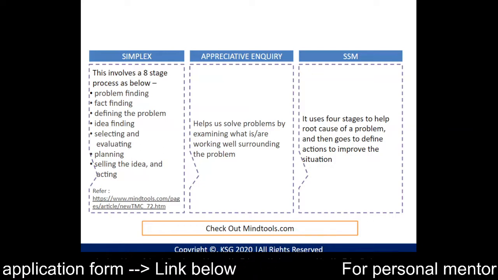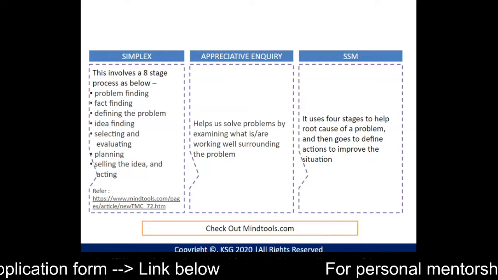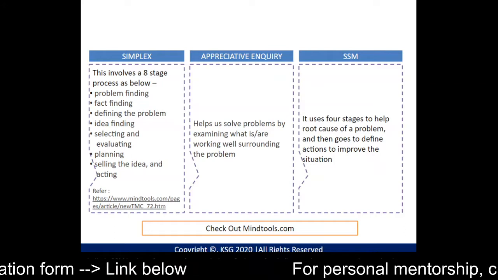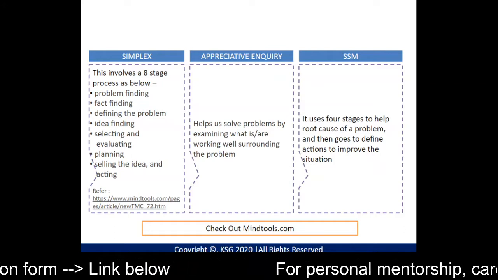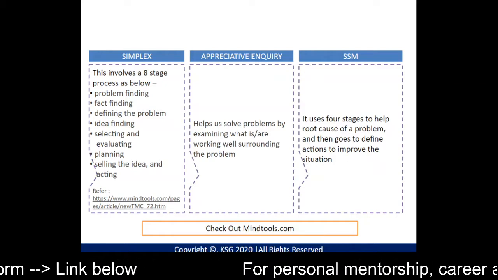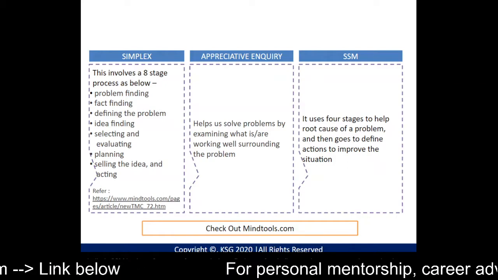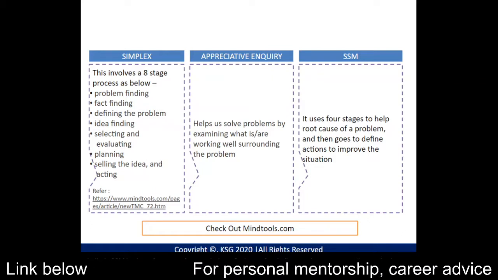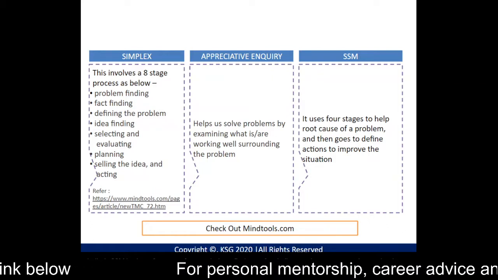One very good site that you could check out is that of mindtools.com, which is a very good source where you could find out many such methods, many such tools, and they have covered it with basic examples. And these are really useful and handy tools that you could check out for your day-to-day problem solving activities.